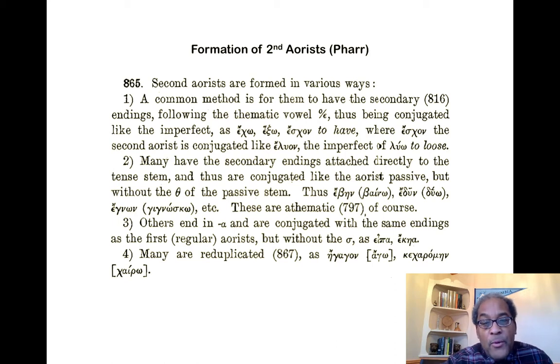And then a third, others end in alpha and are conjugated with the same endings as the first aorist, but without the sigma. So you have these forms that have a second aorist stem, but take the first aorist endings. And then fourthly, certain verbs in the second aorist are reduplicated, and we will deal with those when we get to those verbs. The examples given here are ago, to lead, and kairo, to rejoice. And we'll talk about reduplication and reduplicated forms later.